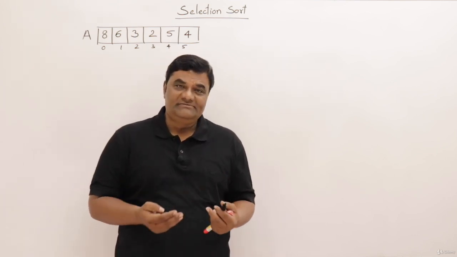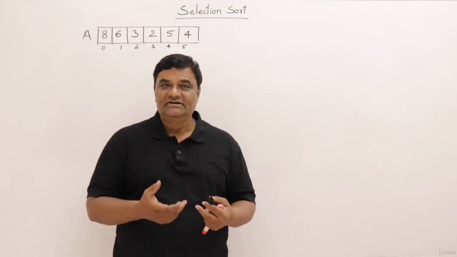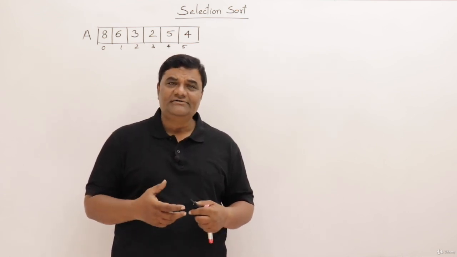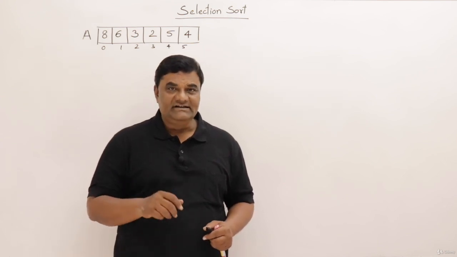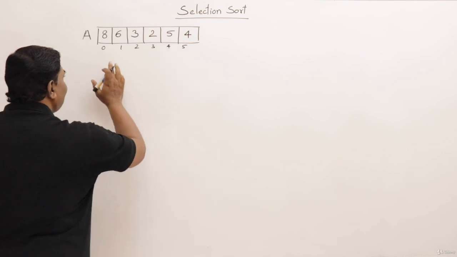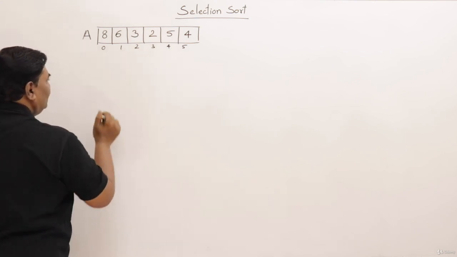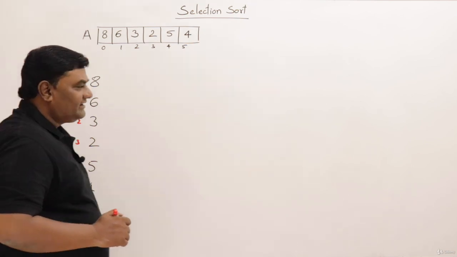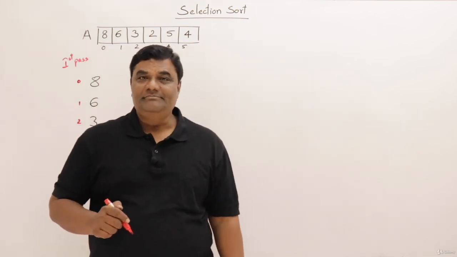So let us perform first pass. From that we will learn everything about selection sort, and understand the working of selection sort. Now for sorting these elements for the first pass, I will take this list vertically. So I will write the elements. I have a list ready here. Let us perform first pass.